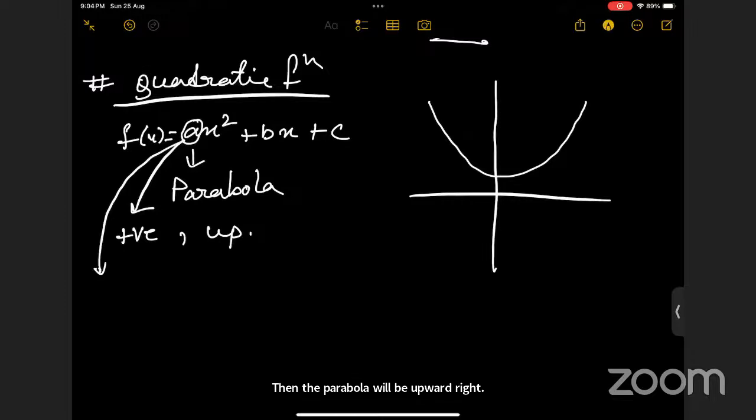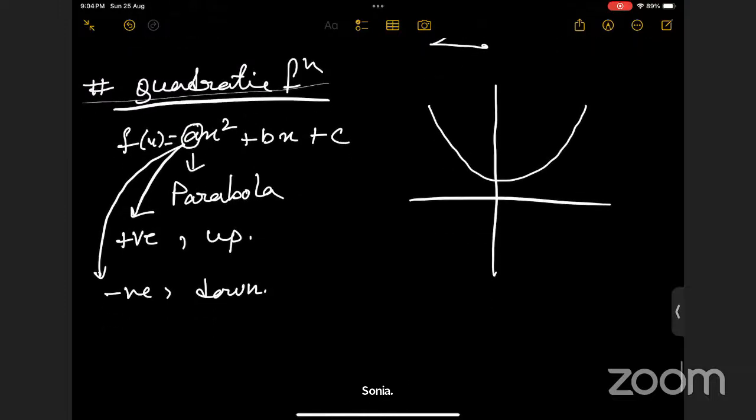If a is negative, then the parabola will be downward, right? If we have an upward parabola, like if we have some graph like this, then this point is the minima, right? At this point, we will get the minimum value of the graph.